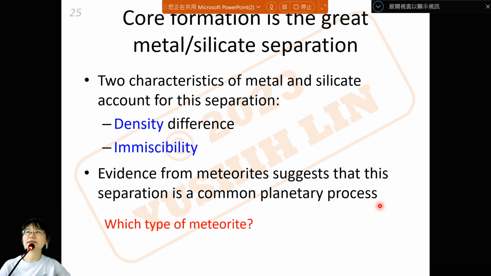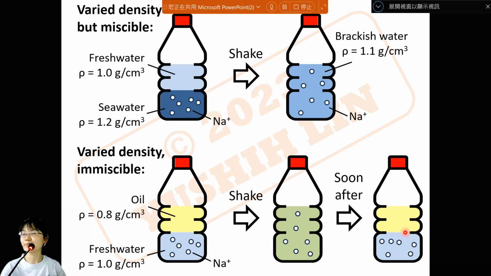We have 3 kinds of meteorites, and there is a special kind of meteorite called iron meteorite. It's made of almost pure iron-nickel alloy. From this kind of meteorite, we know the separation is very common. It's not just for the Earth. As long as the planetary object has a certain size, this will happen.